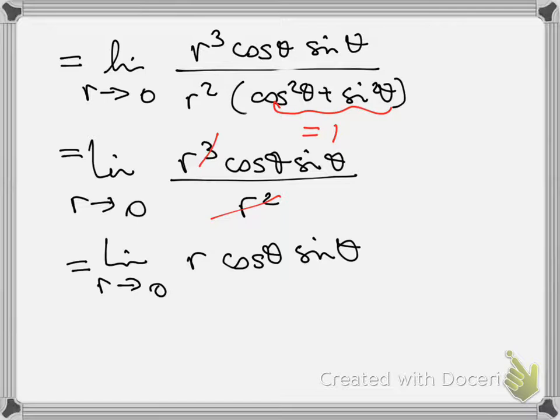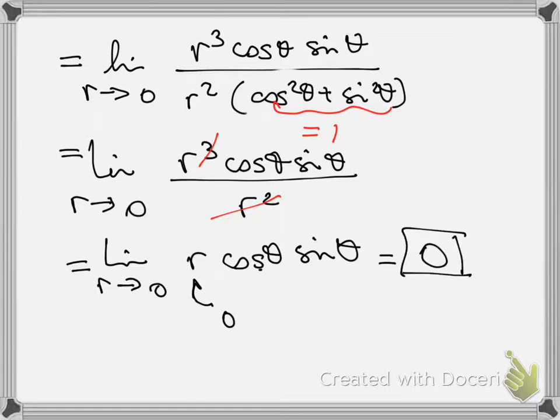So what will be this limit? R goes to 0, so you just replace r by 0. So r here is just 0. And here, cosine of theta is just a number. It could be any number between -1 and +1, of course. But if you multiply a number by 0, of course, it would be 0. So this is 0 times cosine of theta times sine of theta. It doesn't really matter what theta is here because you're going to multiply by 0 anyway, so you get 0.